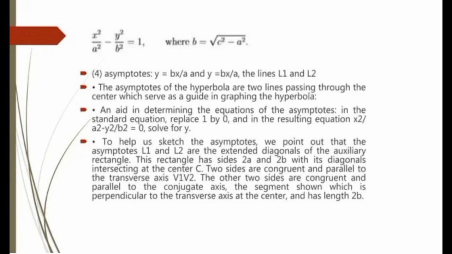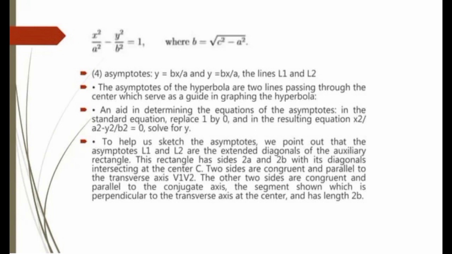Asymptotes: y is equal to bx over a and y is equal to negative bx over a, the lines line 1 and line 2. The asymptotes of the hyperbola are two lines passing through the center, which serve as a guide in graphing the hyperbola. To determine the equations of the asymptotes, in the standard equation, replace 1 by 0, and the resulting equation is x squared over a squared minus y squared over b squared is equal to 0.